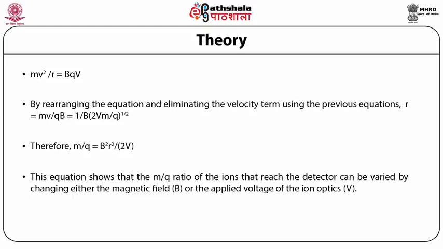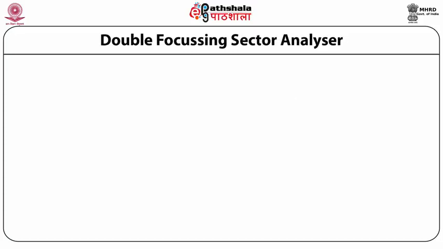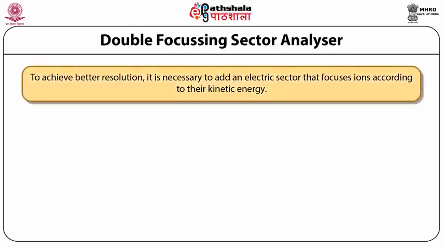This equation shows that the m/q ratio of the ions that reach the detector can be varied by changing either the magnetic field B or the applied voltage of the ion optics, that is V. As I mentioned earlier, the magnetic sector instruments are generally also accompanied by an electrostatic sector, and we call them a double focusing sector analyzer. This is required to achieve better resolution.